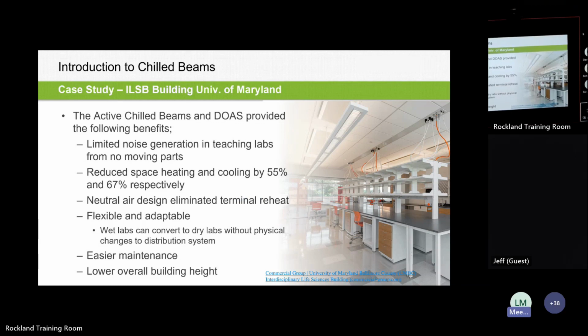Here's another view of it. So what the active beams essentially allowed the project team to unlock is less noise generated. So it allowed them to keep a fairly sufficiently low NC level in the space, and space cooling and heating reductions of 55 to 67% respectively. So that kind of lines up with those earlier pie charts I was describing earlier. And then ease of maintenance as well.